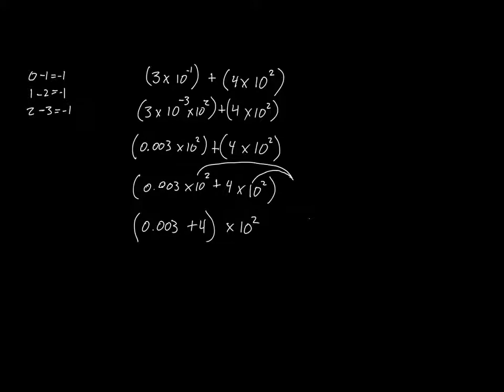It's similar to finding the greatest common factor. In this case, we have 10 to the 2nd power. Now we just add our numbers. So we have 4.003 times 10 to the 2nd power. In this problem, we already have it in scientific notation, so we're going to keep it like that.